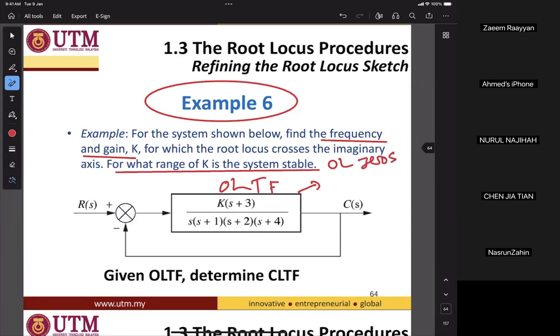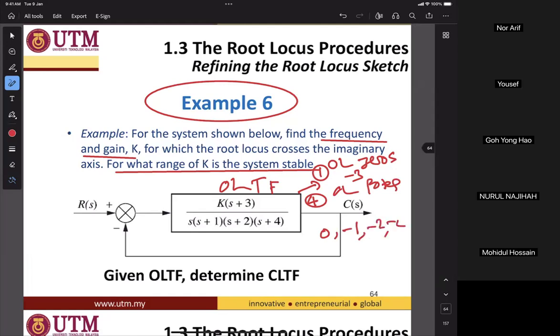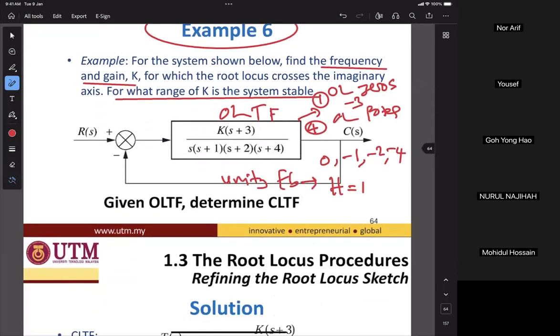What is the value of the open loop zero? Negative 3. Thank you. And how many open loop poles? 4. And what are the values? 0, negative 1, negative 2, and negative 4. And then we have a unity feedback, which H is equal to 1, okay?